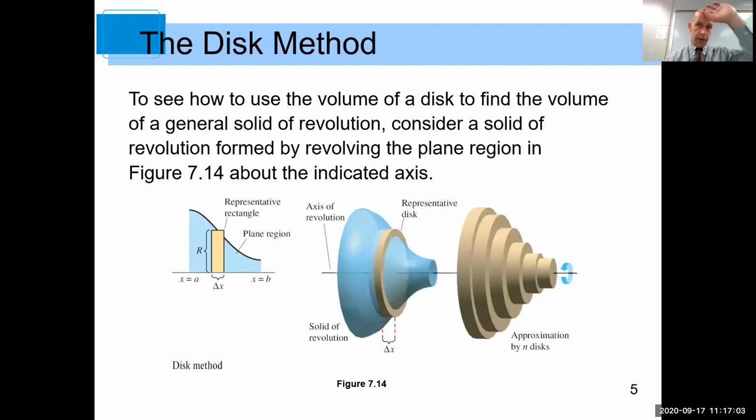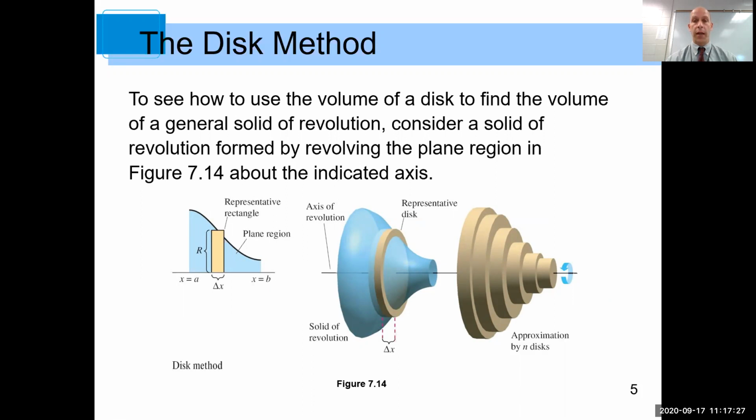To see how to use the volume of a disk to find the volume of a generalized solid of revolution, consider the following. Here we have some function, a curve. And then we've got a small little rectangle drawn in our first picture. That rectangle has a height of R, that's the radius, and a width of dx, so that's like your width.